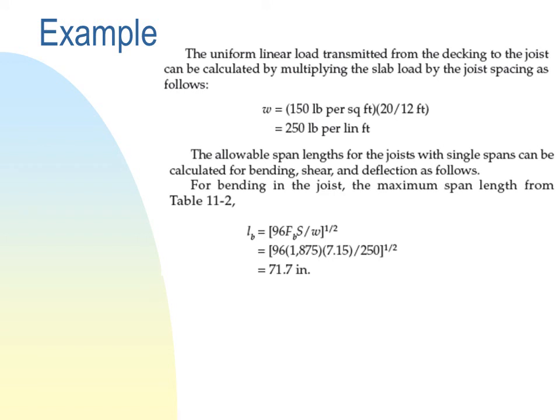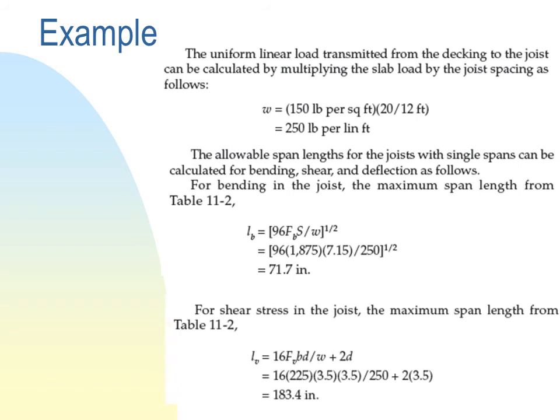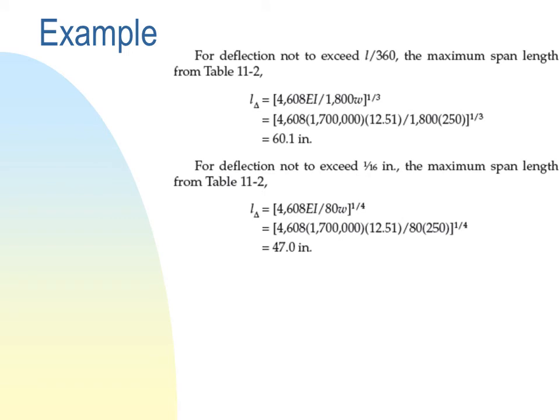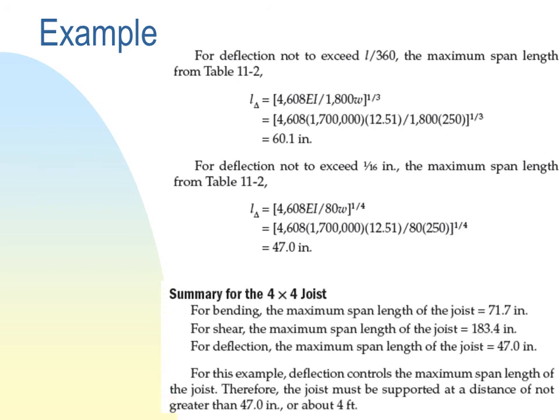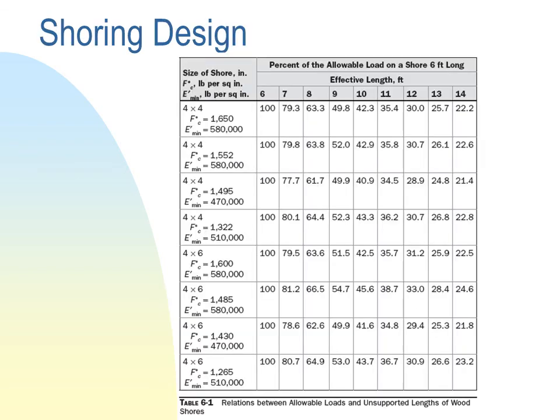Then you will get the first span, which is the bending span, to be 71.7. The shear span is 183. The two deflection spans are 60.1 and 47. So now we could find that the 47 inch will govern. So this will be the distance that you will be specifying to the contractor to work at.